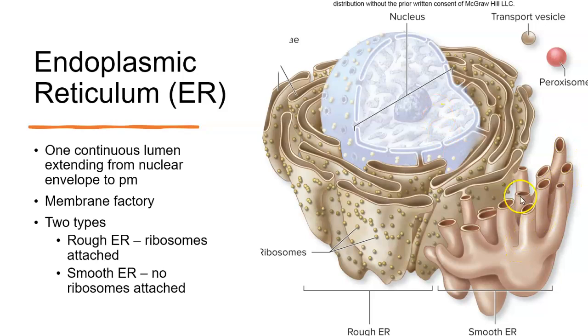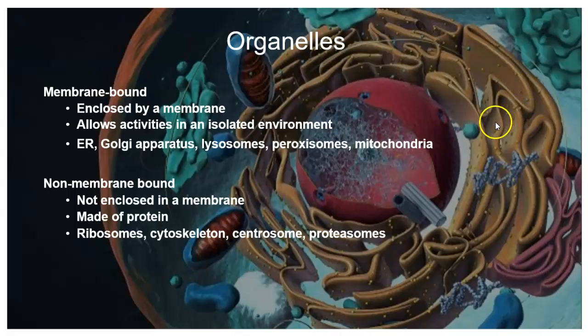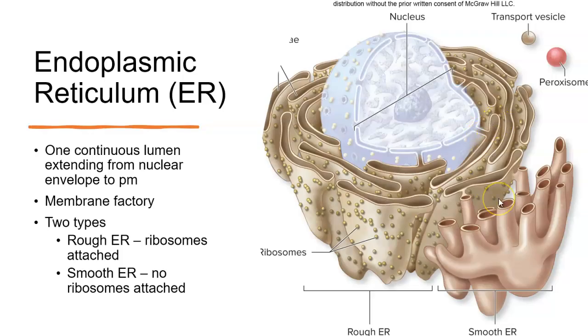Now, in addition to the endoplasmic reticulum, in this image, you see our membrane-bound organelles for the most part. There you've got your smooth and rough ER, your nucleus, your vesicles, peroxisomes, and again, we'll talk about each one of these as we continue.